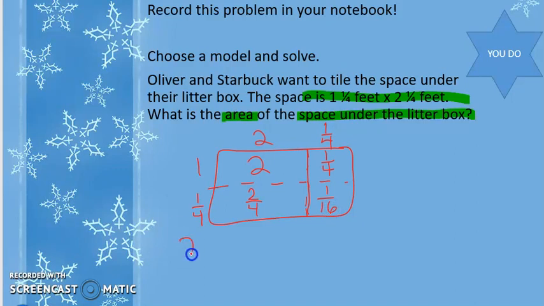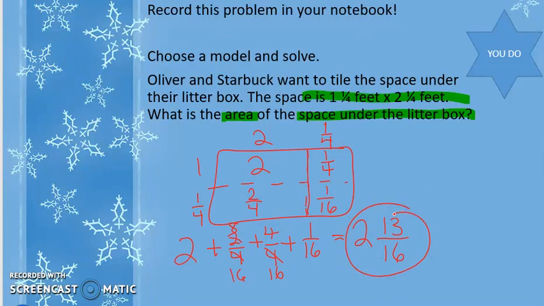Then we would need to add them all up, so we would have a whole 2 plus 2/4 plus 1/4 plus 1/16. We're going to find that 16 is going to be our common denominator once again. And so whatever we do to the bottom, we also need to do the top. We multiplied by 4 here, so 4 times 1 is going to give us a 4, and 4 times 2 is going to give us an 8. So we know that 8 plus 4 is 12, plus 1 more is 13. So once again, we have 13 sixteenths, but this time we only have 2 wholes, and that is in simplest form. So the space under the litter box is going to be 2 13/16 square feet.